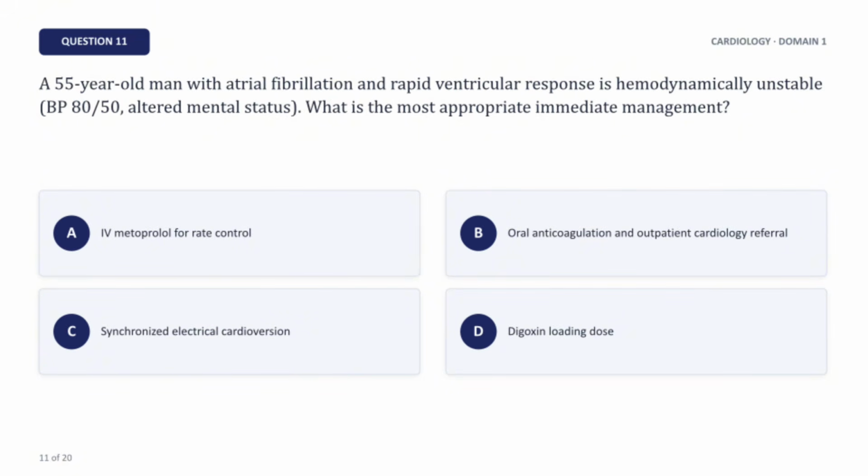Option A, IV metoprolol for rate control. Option B, oral anticoagulation and outpatient cardiology referral. Option C, synchronized electrical cardioversion. Option D, digoxin loading dose.